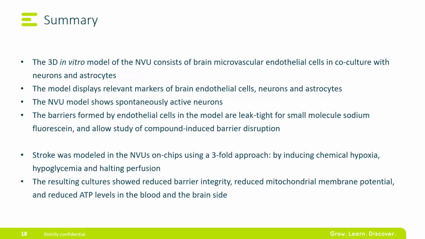So to summarize, our 3D in vitro model of the neurovascular unit has a triculture consisting of the human-derived brain endothelial cells, the neurons and the astrocytes. We were able to show that it displays relevant markers both for the transporters as well as for the activity. And the barrier is formed in the model, which is leak tight. We tested this both with OrganoTEER measurements as well as with a barrier integrity assay.